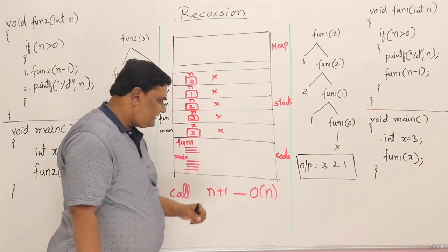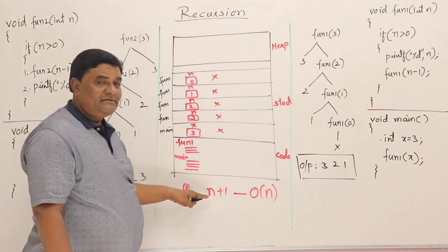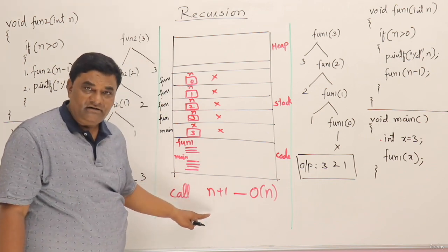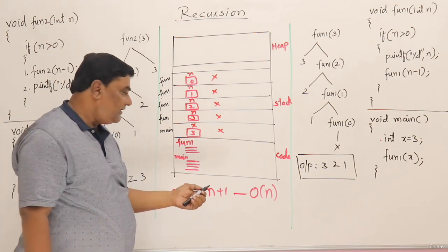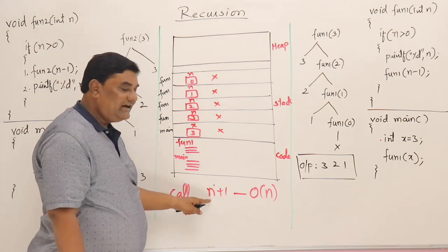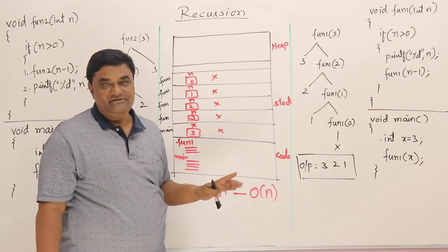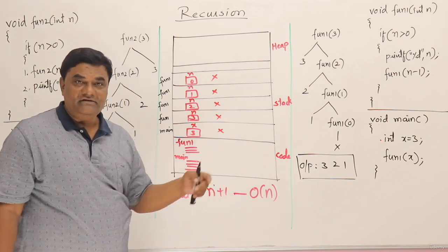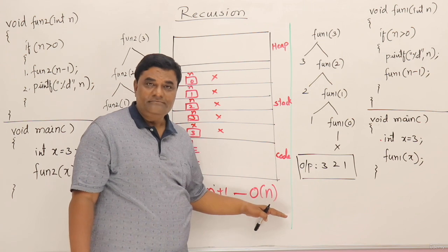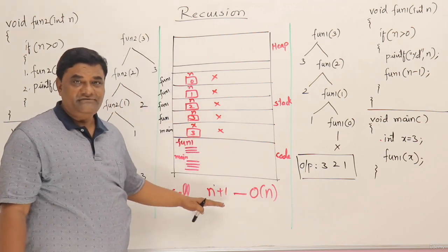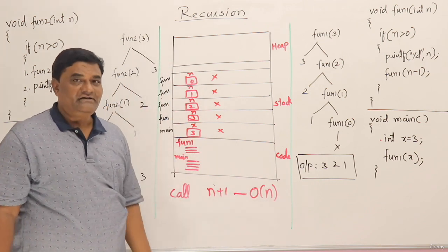Why not plus 1 there? See, this is a polynomial, a formula n plus 1, in that the degree of the formula is 1. The highest term is n. So we take n. So we write degree there, order of n or degree of n. So we mention the space as order of n. But actually if you see, n plus 1 activation records are created.